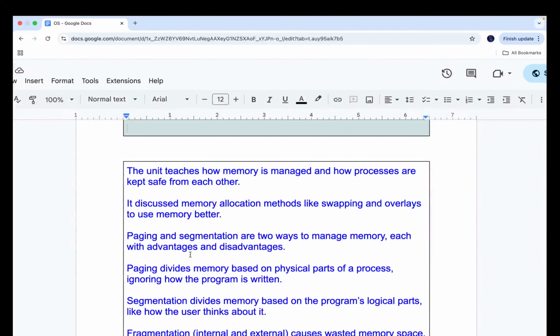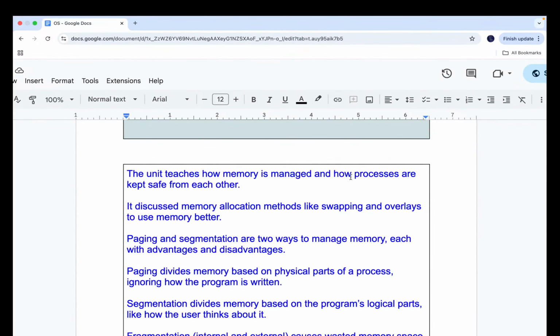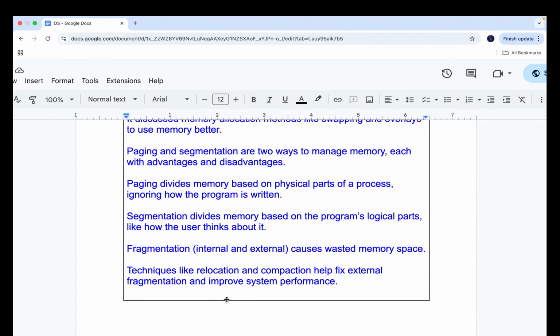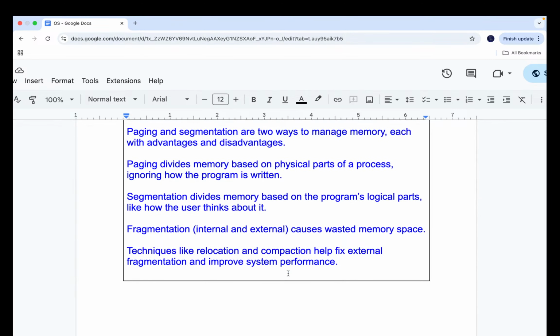Okay, summary. This unit teaches how memory is managed and how processes are kept safe from others. It discusses memory allocation methods like swapping and overlays to use memory. Paging and segmentation are the two main ways, each with advantages and disadvantages. Paging divides memory based on the physical part of the process. Segmentation divides memory based on the program's logical parts and how the user thinks about it. Fragmentation, internal and external, causes wasted memory space. Techniques like relocation and compaction help fix external fragmentation and improve system performance.